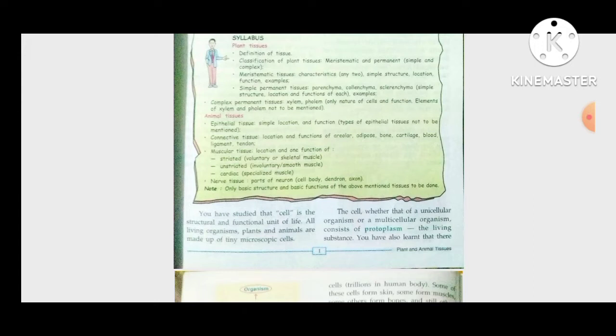The cell, whether that of a unicellular organism or a multicellular organism, consists of protoplasm. The cells are of two types, unicellular organisms and multicellular organisms. When both are combined, protoplasm is formed. What is protoplasm? The living substance. You can say the living substance.